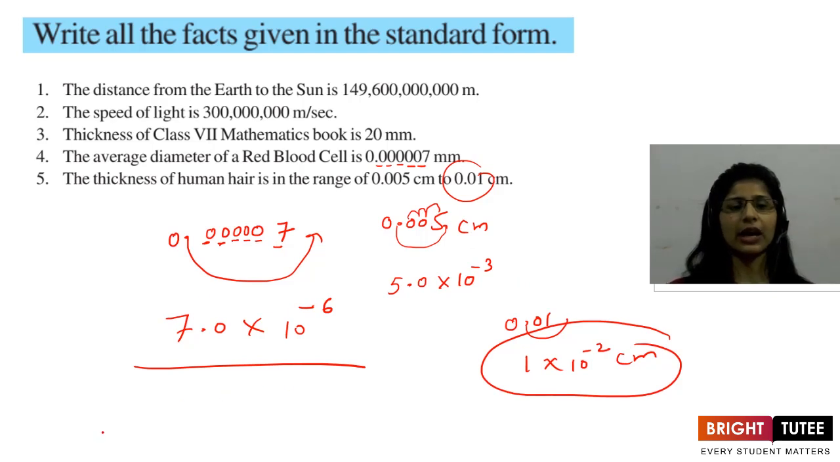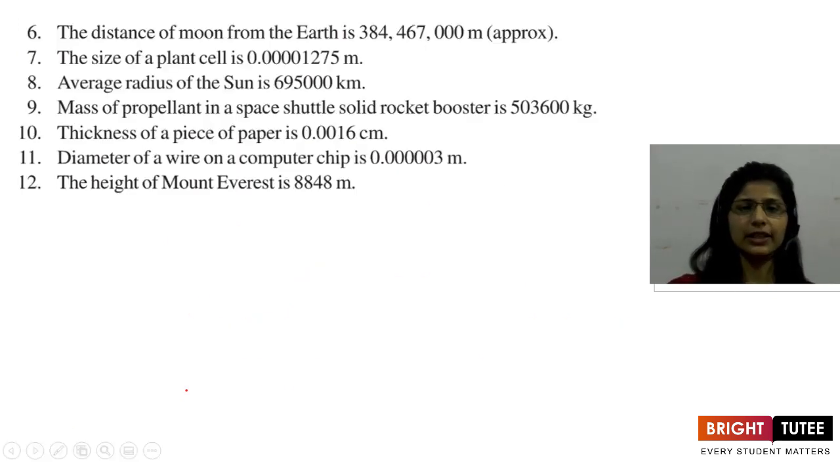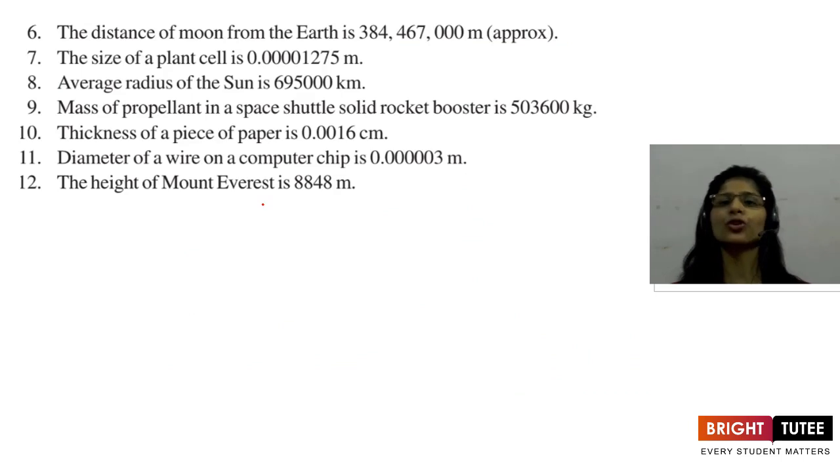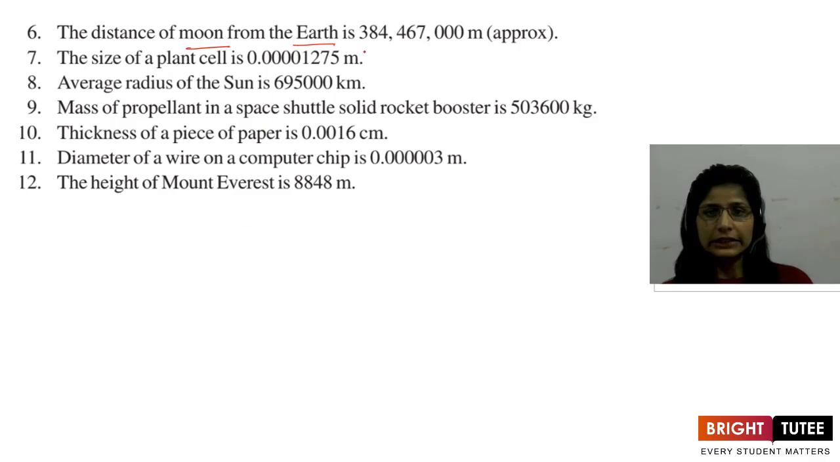Right. Okay, now next part, just see some more examples to show you the use of standard forms. The distance of the moon from the earth is given to us. What is the distance given? Just see. So now what we have? 384, 467, 3 times 0.